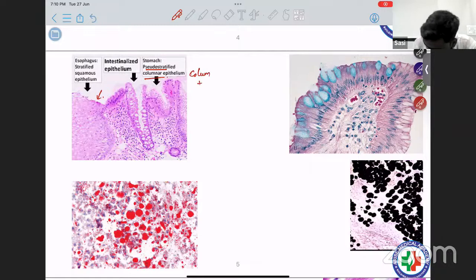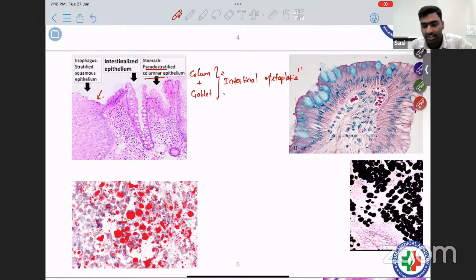Columnar epithelium along with the presence of goblet cells, this squamous epithelium being converted into columnar epithelium along with goblet cells, is known as what? Intestinal metaplasia. Yeah, congratulations. Most of you are getting it correct. Just keep this going. Okay, fine.